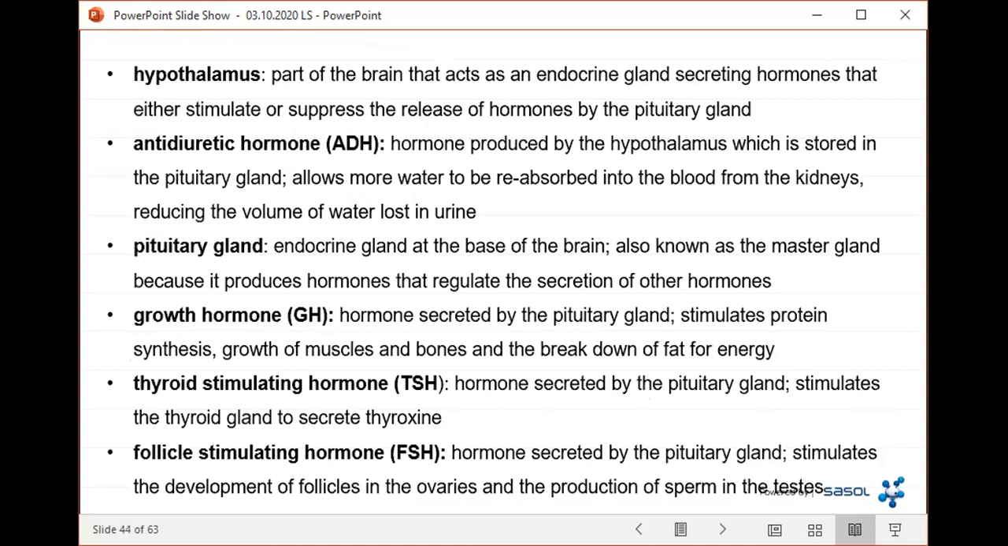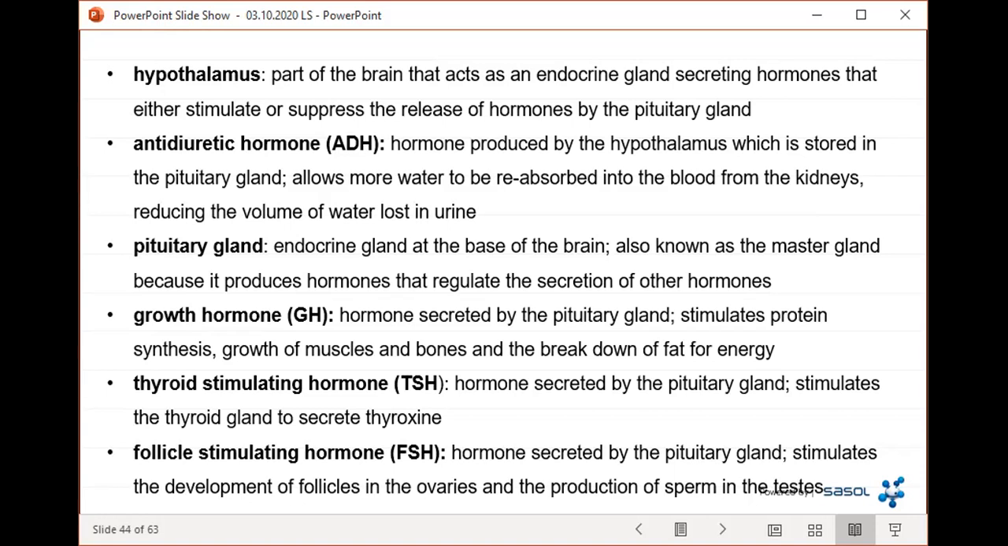And then we have the hypothalamus, a part of the brain that acts as an endocrine gland, secreting hormones that either stimulate or suppress the release of hormones by the pituitary gland. Then we have ADH, the hormone produced by the hypothalamus, which is stored in the pituitary gland and allows more water to be reabsorbed into the blood from the kidneys, reducing the volume of water lost in urine, so it acts on the permeability of the renal tubules.